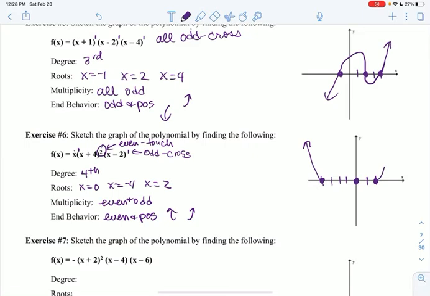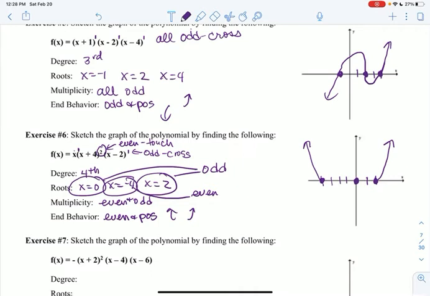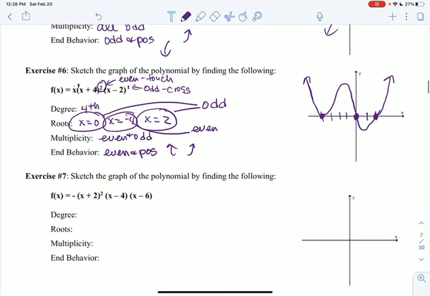Now the odd one, it goes through on the odd one, so it's going through at 0 and 2. So 0 and 2 are odd. It's going through. This one is even, and it's just going to touch. So it's touching at -4. Up here's -4, so it's just going to touch and go back up. It's going through at 0, and it's going through at 2. There we go. All right, so it sort of gives us which direction everything's going in, that multiplicity.